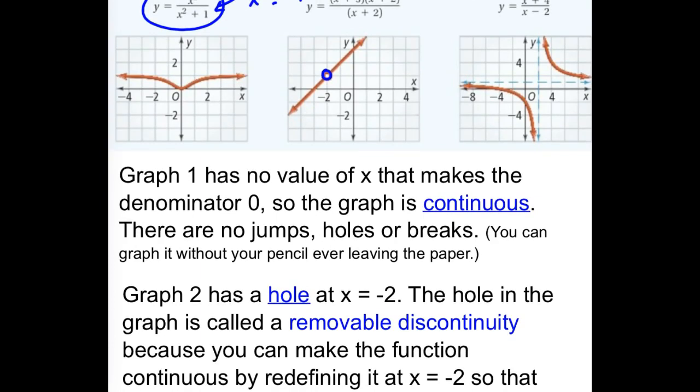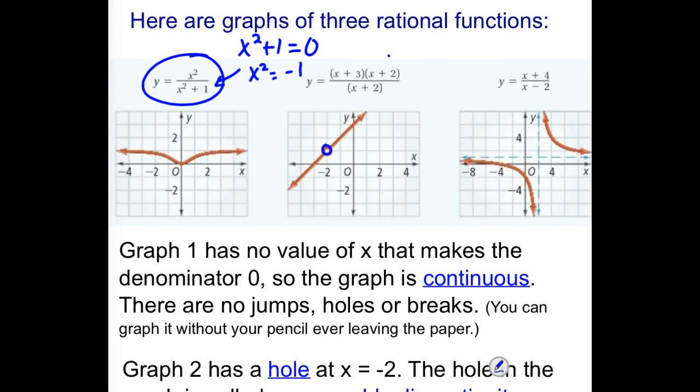That hole in example 2 is called a removable discontinuity. Think of it this way. If there's a hole in the ground, you can fill it with dirt, right? You can remove the hole. So a hole is a removable discontinuity. We can redefine our function and say, okay, my function is this for all values except when x is -2. But when x is -2, I'm going to define it to be y equals 1. I could fill that hole.